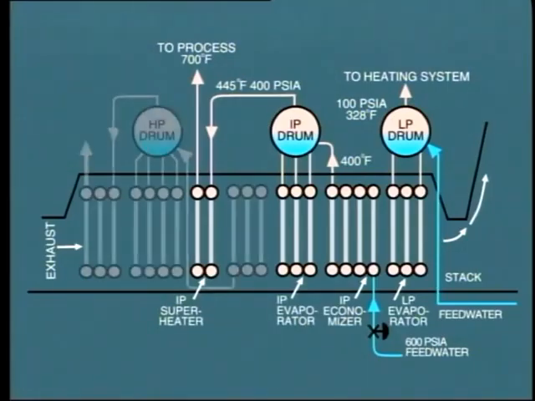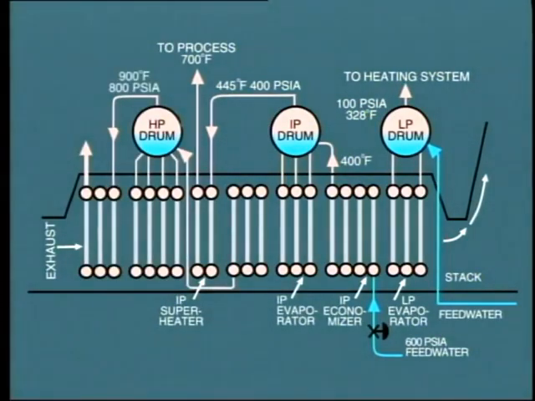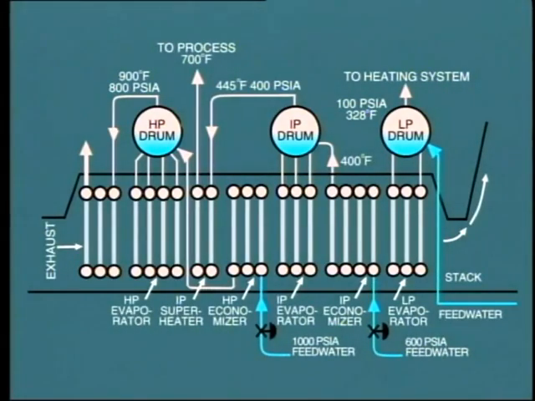Let's now add the high-pressure section, which operates at 800 psia. Again, feed water passes through an economizer on its way to the HP drum. Steam is generated in the evaporation section and rises to the top of the drum. From here, it passes through the HP superheater, exiting at a temperature of 950 degrees Fahrenheit. Here, this high-pressure steam supplies a small steam turbine generator.